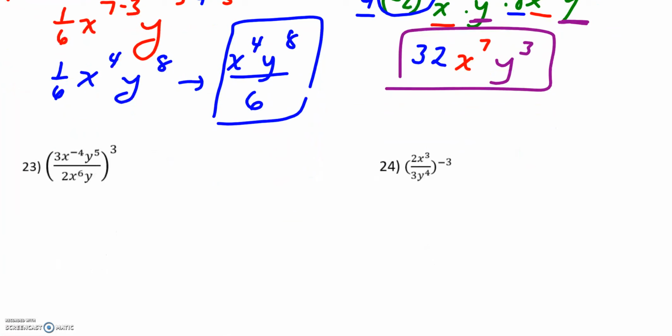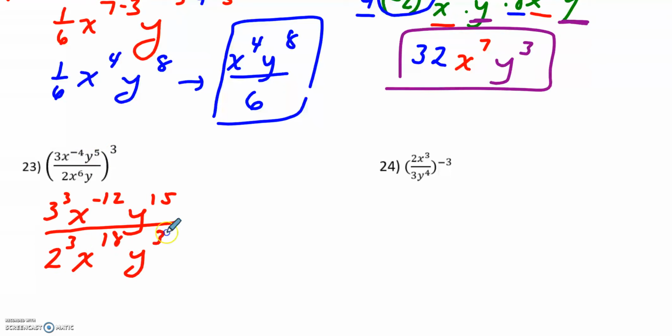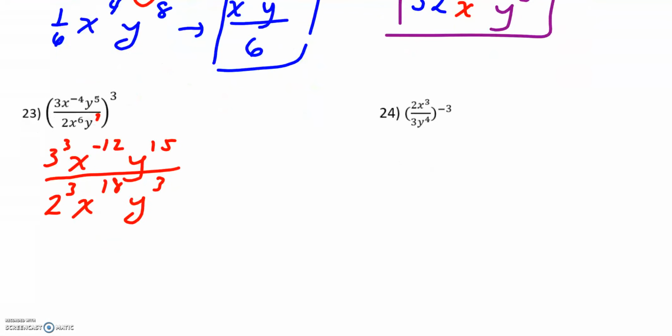Number 23, let's raise everything in there to the 3rd power. And I have 1, 2, 3, 4, 5, 6 bases. So I'd have 3 to the 3rd, x to the negative 12th, y to the 15th, because it's a power to a power, you multiply the exponents. 2 to the 3rd in the denominator, x to the 18th, y to the 3rd, because this is really y to the 1st. If I simplify a little bit, 3 to the 3rd is 27, x to the negative 12th, y to the 15th, over 2 to the 3rd, which is 8, x to the 18th, y to the 3rd.